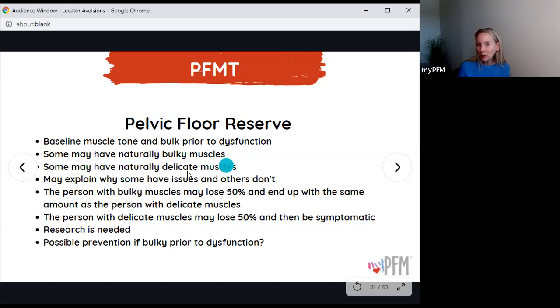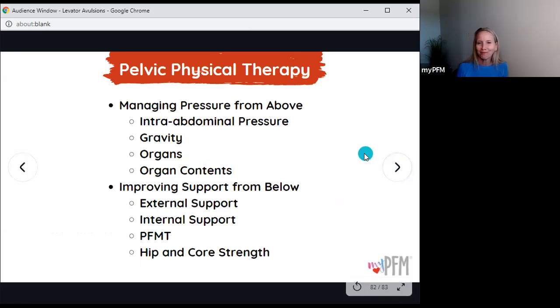All right, so pelvic floor reserve: the baseline muscle tone and bulk prior to dysfunction. Some may have naturally bulky muscles, some may have naturally delicate muscles. This may explain why some have issues and others don't. The person with bulky muscles may lose 50% and end up with the same amount as the person with delicate muscles. The person with delicate muscles may lose 50% and then be symptomatic. So like what we were talking about with the bicep. Research is needed. Is it possible to prevent or reduce impairment if the muscles are bulky prior?